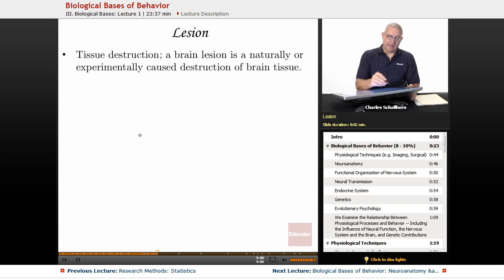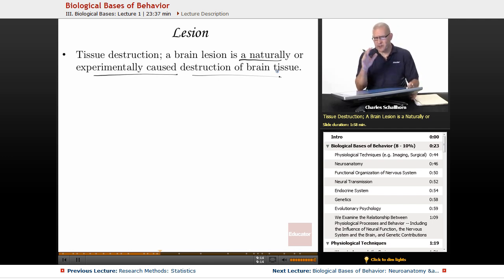First is a lesion, and that is going to be tissue destruction. A brain lesion is a naturally or experimentally caused destruction of brain tissue. And so when we're looking at destruction of brain tissue, we're actually getting into the brain. Not like Hannibal and spooning out the brain or anything like that, but we're getting into the brain and purposefully, usually, experimentally destroying a particular part of the brain.